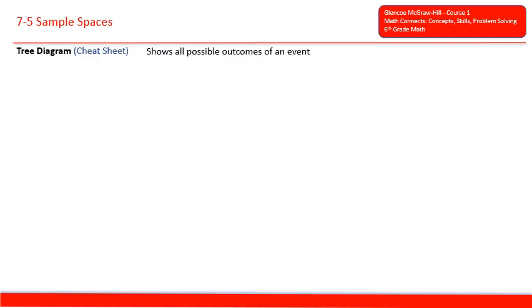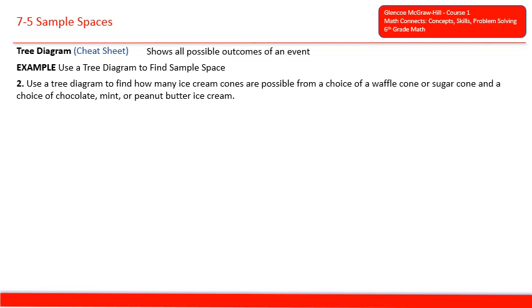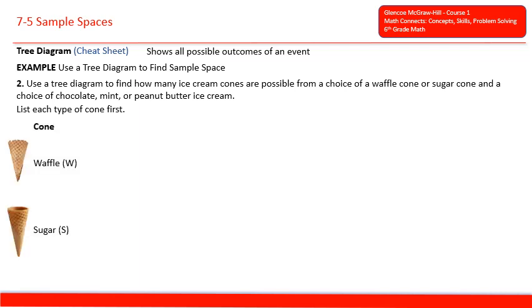A tree diagram shows all possible outcomes of an event. Example: use a tree diagram to find sample space. Use a tree diagram to find how many ice cream cones are possible from a choice of waffle cone or a sugar cone and a choice of chocolate, mint, or peanut butter ice cream. List each type of cone first. So cone, we have a waffle and a sugar.